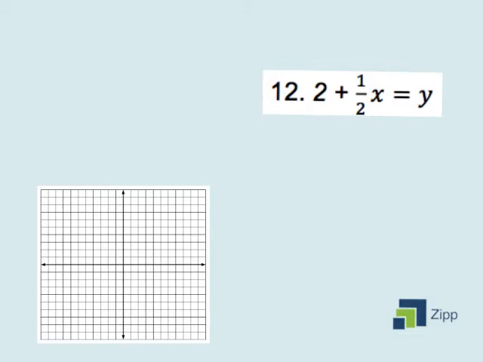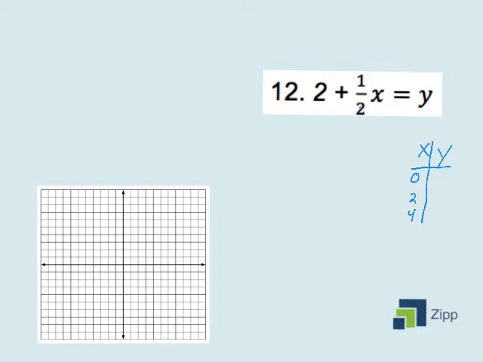Now this one's in slope-intercept form, so I'm going to use the t-table with 0, 1, and 2. But I want to think about that first because 1 isn't something that a half goes into. So I'm going to pick easier numbers this time. Instead of just 0, 1, and 2, I'll pick 0, 2, and 4. And you'll see why I do that in just a minute here.